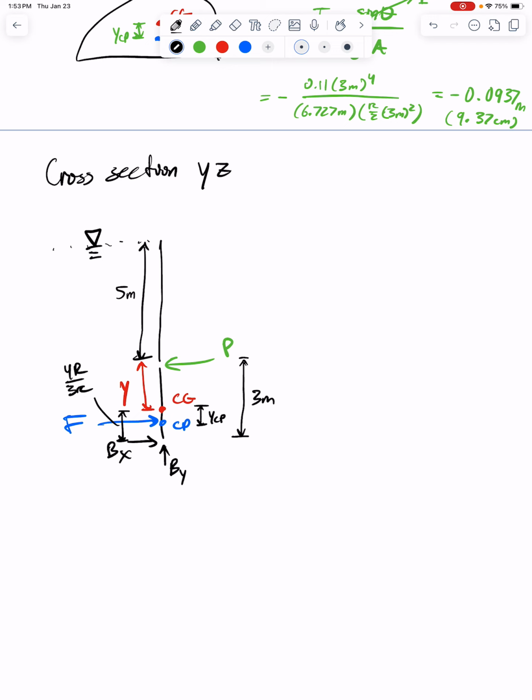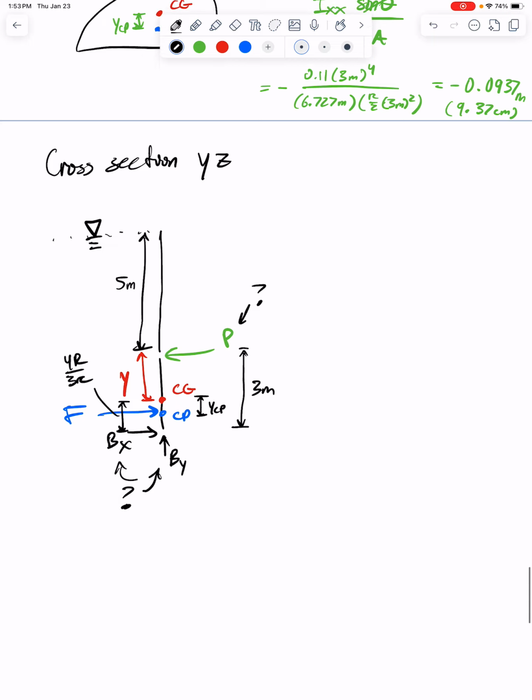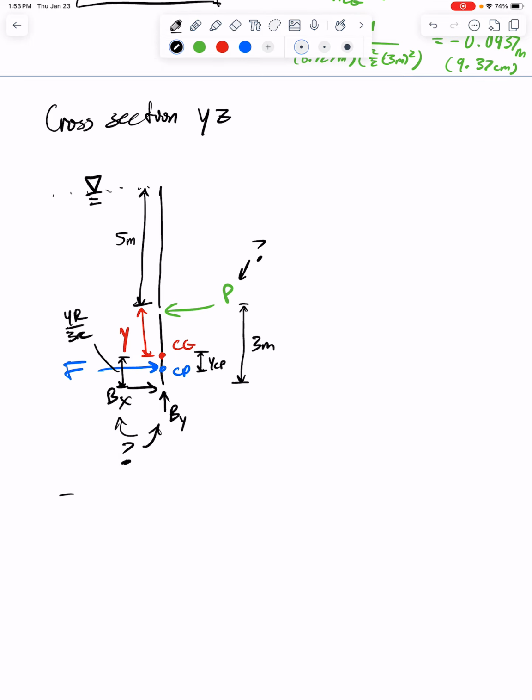So I want to figure out what force is required to hold the gate in place. However, I have some unknowns, my reaction forces. I don't know what my reaction forces are, so there's too many unknowns to deal with. One thing we can do using statics is calculate the moment generated by each force in our schematic.